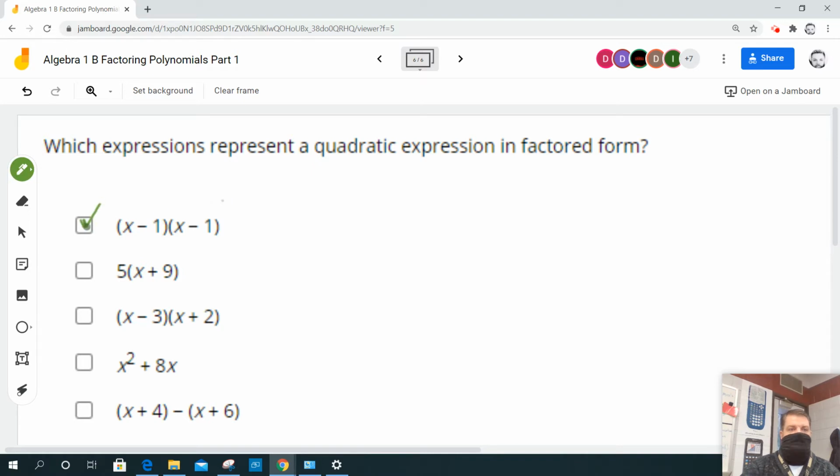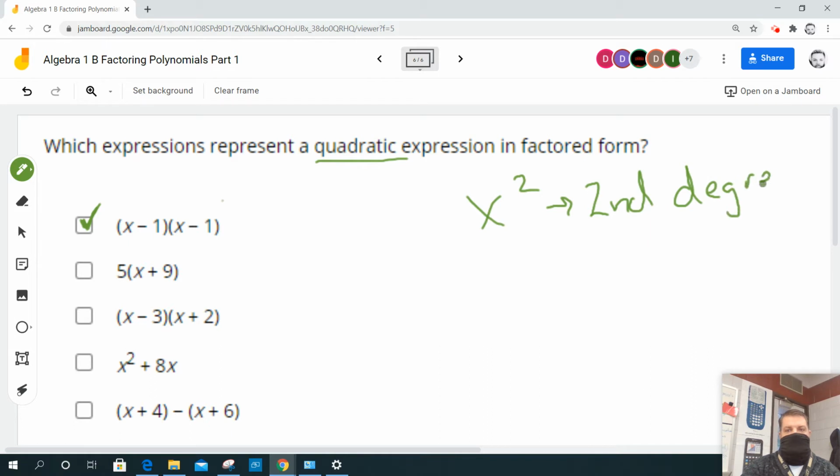It's prime, right? I can multiply it out. Quadratic means that it has to have x squared, though, right? Quadratic means second degree polynomial.